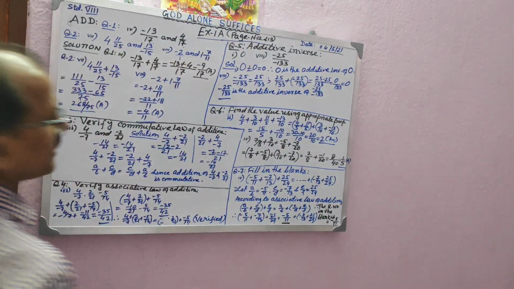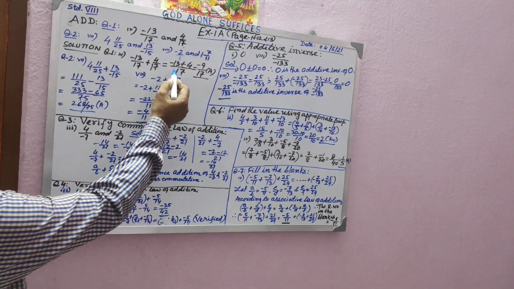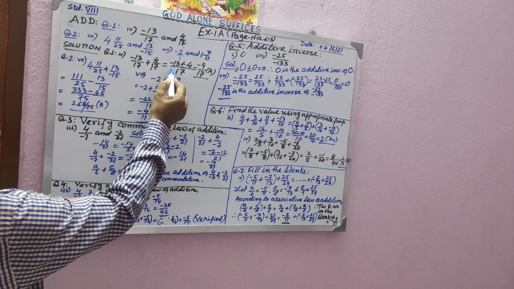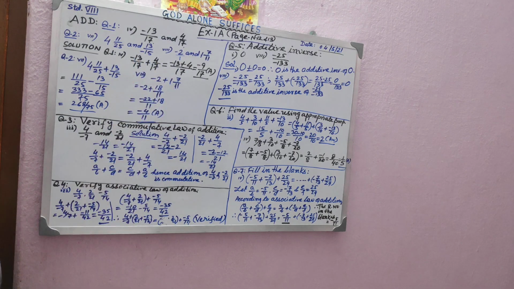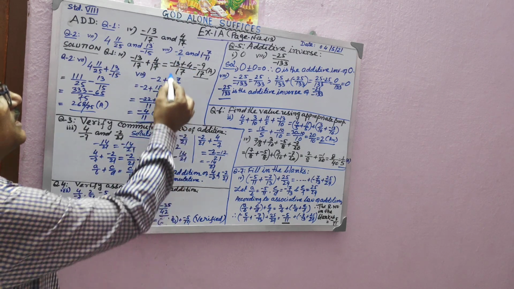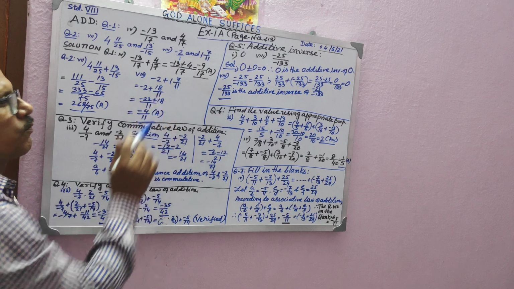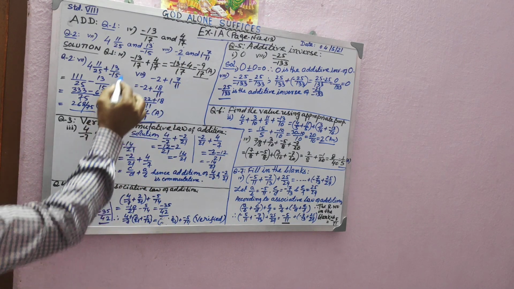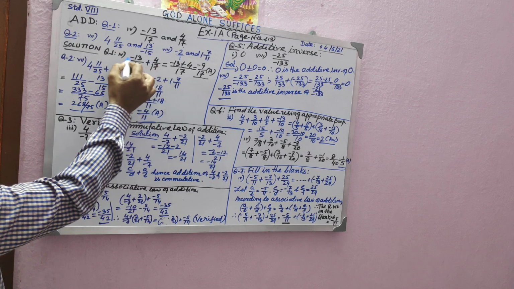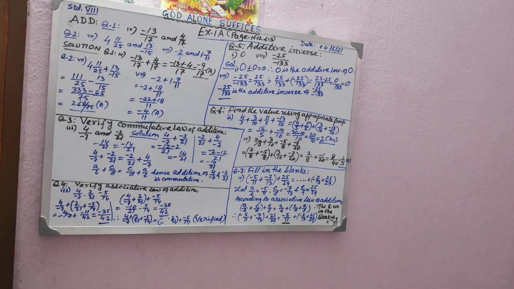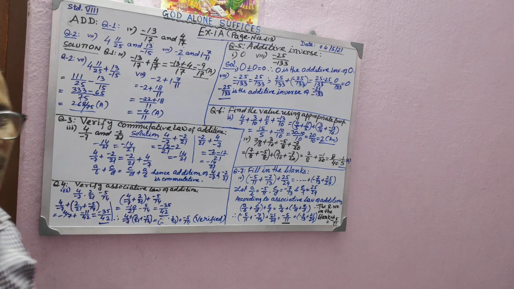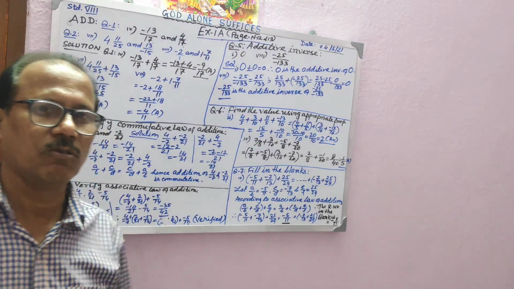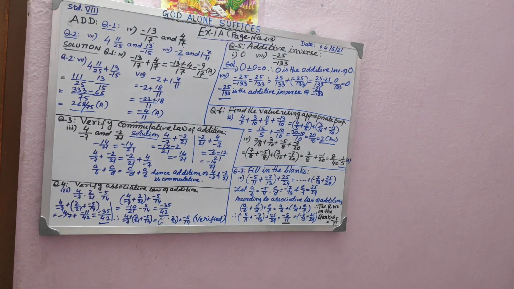First one, as it is a like term, you know that the denominator is written one time, and then the summation of the numerators: minus 13 plus 4, sorry, minus 13 plus 4 is minus 9, that you need to do. So the answer is minus 9 by 17. You must be very meticulous about this. These are all the mistakes you children make.